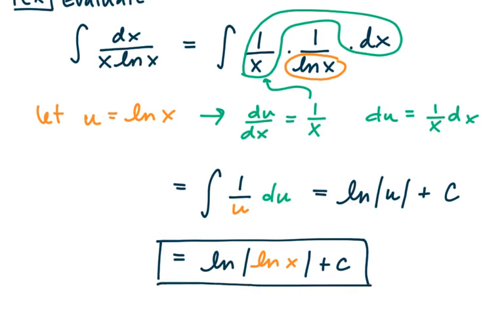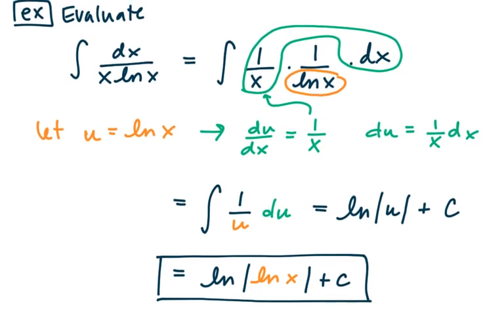And again, we can always check, especially if we're not sure, by taking the derivative. So the derivative of what's in the box should give me the integrand that I started with. All right, let's do some more.